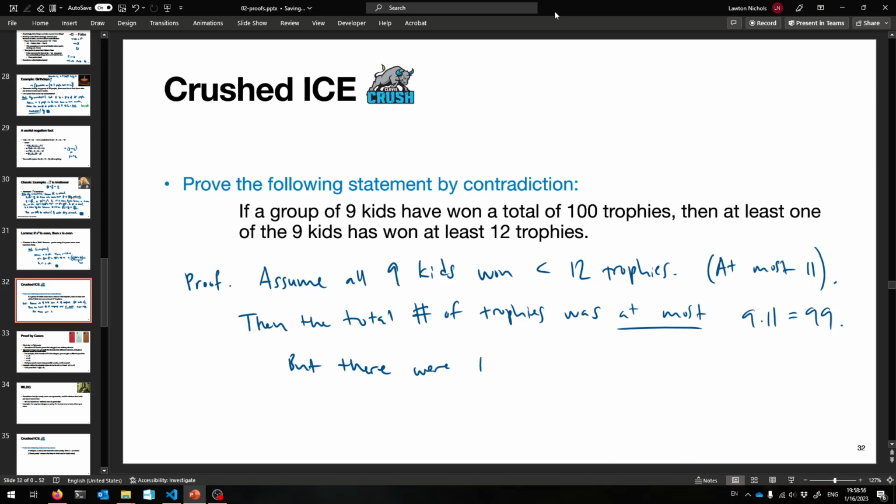So there must have been a very, very well-performing child who got at least 12 trophies. There are 100 trophies total. So good for that kid. That's our contradiction. We showed that we can have at most 99 trophies, but there were 100. Okay? Does that make sense?